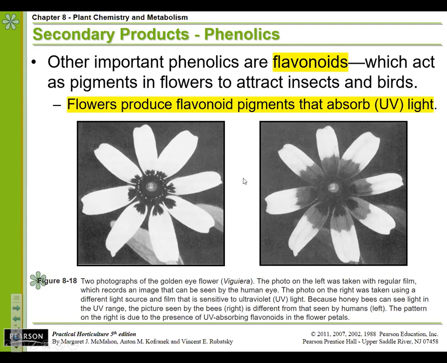Here we're looking at two photographs of a flower. The one on the left is basically what we would see with the naked eye. The one on the right is using a different light source, and it's revealing ultraviolet light. So that's what it looks like to honeybees, for instance. So the plants are using them as a way to attract the pollinators.